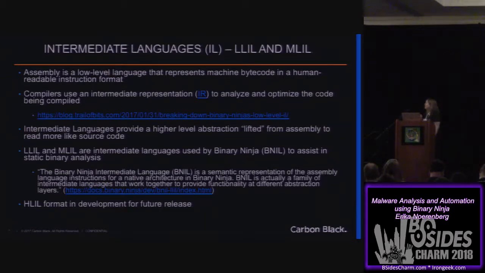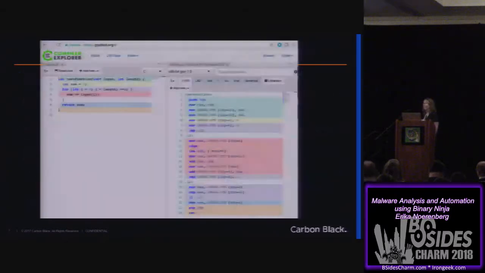So they said the Binary Ninja intermediate language is a semantic representation of the assembly language instructions for a native architecture in Binary Ninja. And they actually support quite a few architectures. And unlike, well, I'm not going to get into that, but everything is packaged, unlike IDA. You don't pay for different architectures in terms of decompilation. So anyway, BNIL is actually a family of intermediate languages that work together to provide functionality at different abstraction layers. So that's just a basic overview of these ILs.